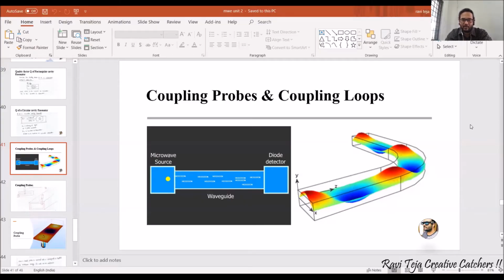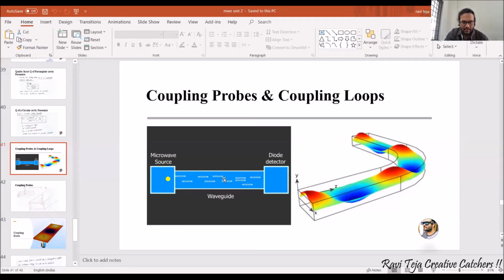So before going to the coupling probes and coupling loops, we need to know how a waveguide is connected with a microwave source. Mostly our waveguides are used for transmission of our microwave signals. That can be an electric field or a magnetic field or an electromagnetic field. These waveguides we have already seen. They come in different types and different shapes. Each waveguide is used for transmission of the microwave signal.